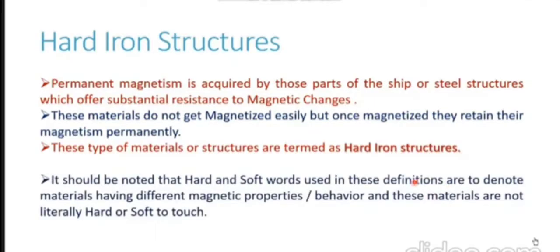Now, one more thing to understand before we proceed. It should be very clear in your mind that the words hard and soft which we have used in the definitions, hard iron structures and soft iron structures, denote two different types of structures or materials having different magnetic properties. They relate to their magnetic properties or magnetic behavior. These materials are not literally hard or soft to touch. Iron, so they are equally hard or soft to touch. It is not that a soft iron structure is pretty soft to touch. No, it is not that way. Do not take the meaning of the words literally. They are just denoting their magnetic properties or magnetic behavior.